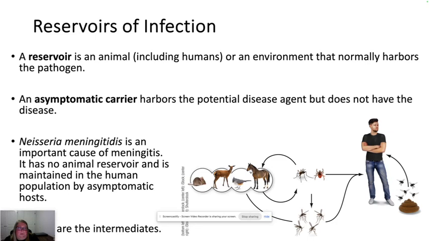Okay, we can classify reservoirs as asymptomatic carriers. Okay, so these are going to be animals or humans that harbor the infectious agent but do not have the disease.